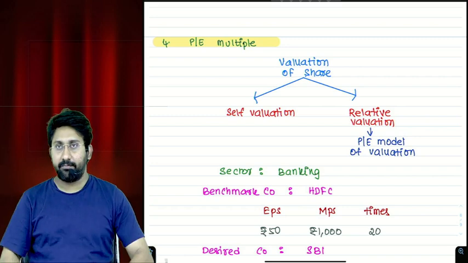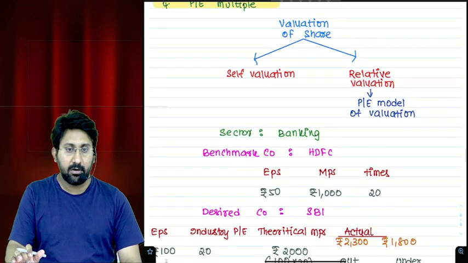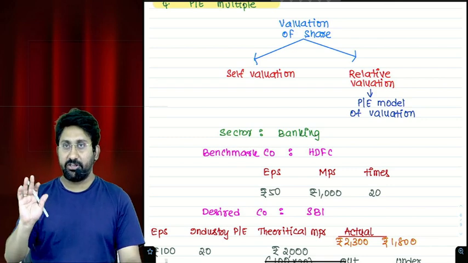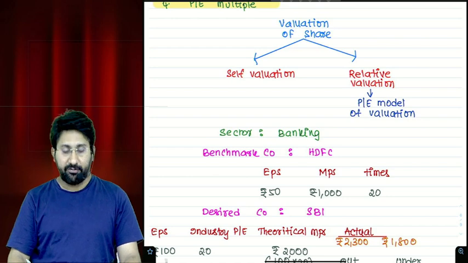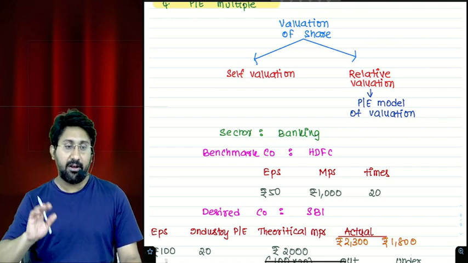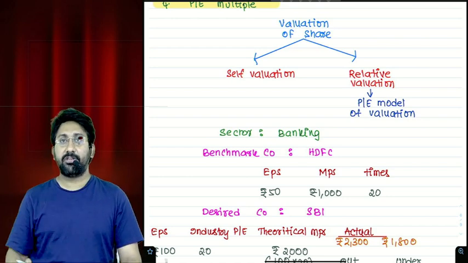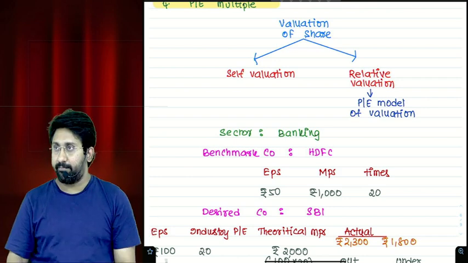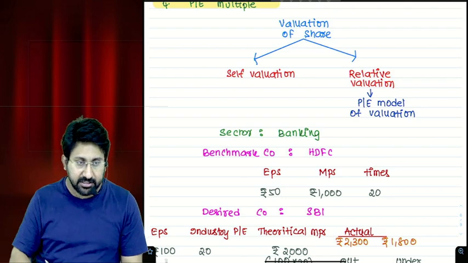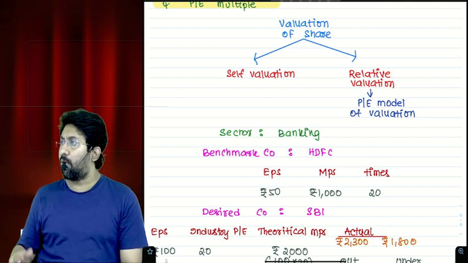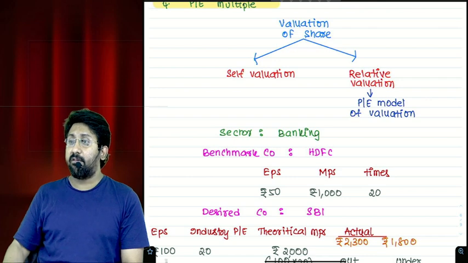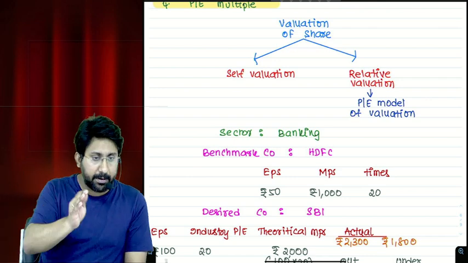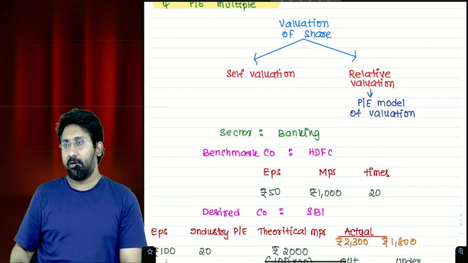Valuation of a share can be of two types. One is self-valuation, second one is relative valuation. What is self-valuation? Company's information will be used to value its share. The company's full financials we will use to value the share. How? There is the free cash flows concept, where we take the cash flows of that company expected in future, bring them to the present and value the share. That's one way.